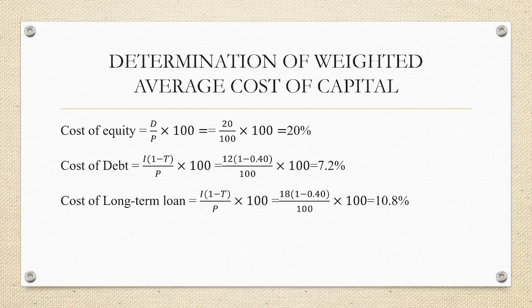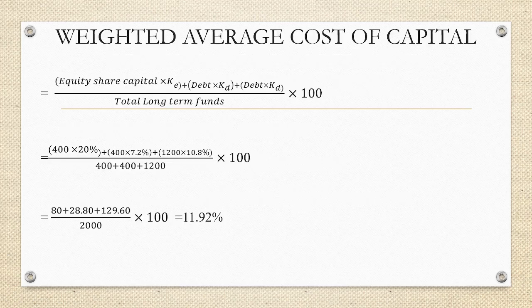Now with this information, we can prepare the weighted average cost of capital, which is the equity share capital multiplied with the cost of equity plus debt multiplied with the cost of debt, again debt multiplied with the cost of debt, divided by total long-term funds into 100. So equity share capital is 400, 400 into 20% plus 400 into 7.2% plus 1200 into 10.8% divided by 400 plus 400 plus 1200 into 100. So it is equal to 11.92%.